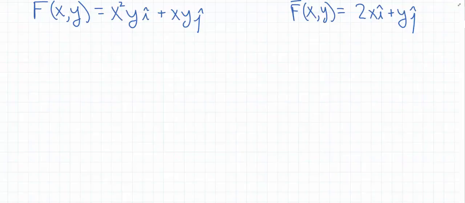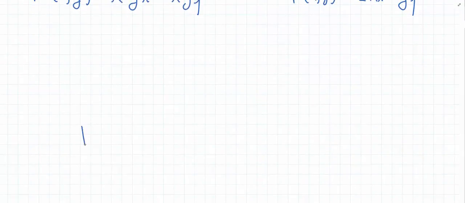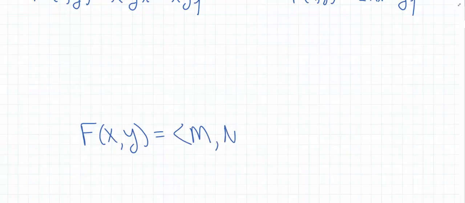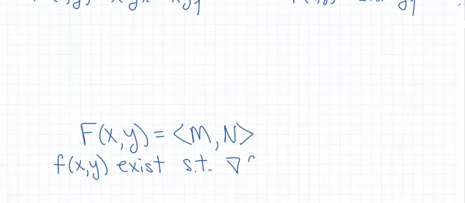Let's suppose we have a nice, handsome vector field, and just generically, I'll call it M, N. Now, let's suppose that this vector field is conservative. In other words, we know that f of x, y exists such that the gradient of f of x, y indeed equals this thing. Let's say that is the given.